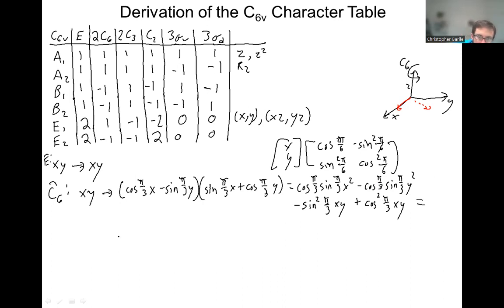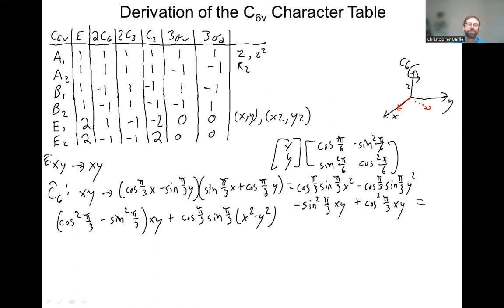Let's do some factoring here. Let's factor out an xy. And what's going to happen there? We're going to get cosine squared pi over 3 minus sine squared pi over 3 times xy. Okay, and then we're going to get cosine pi over 3 for the other part times sine pi over 3 times x squared minus y squared.